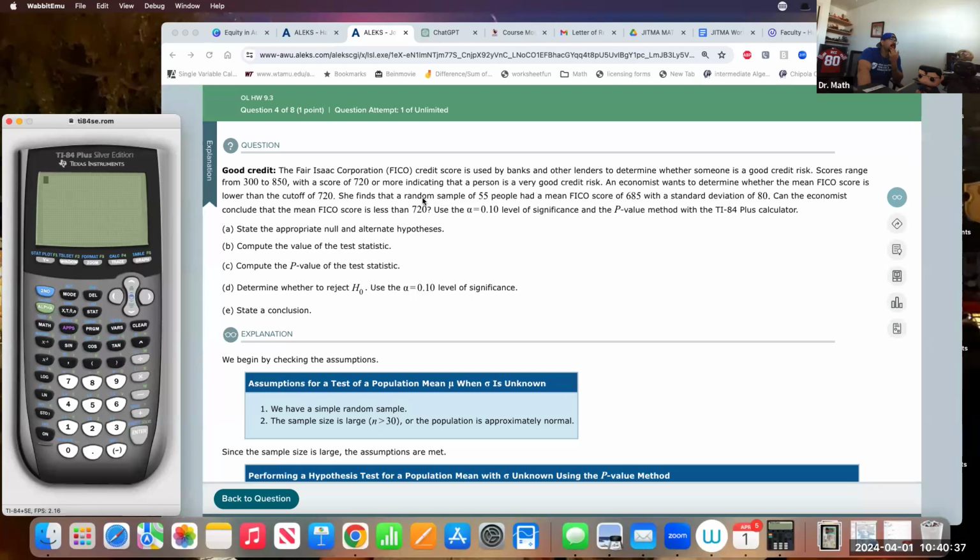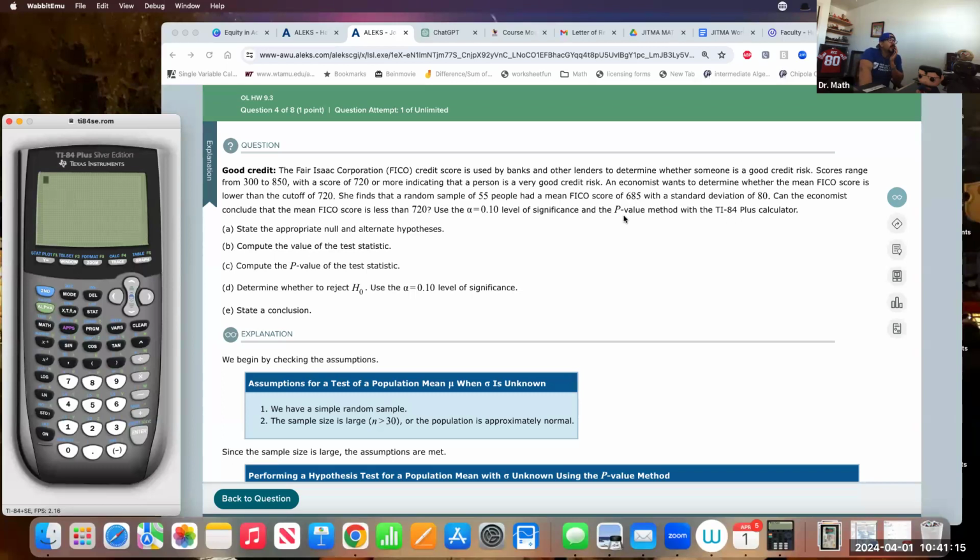So she finds a random sample of 55 people. So there's our N. They had a mean FICO score, so there's our X bar, because this came from that sample of 55, with a standard deviation, our S or Sx, of 80, because this came from that sample as well. So can this economist conclude that the mean FICO score is less than 720? We're going to use an alpha level of 0.10, and this time we're going to use the p-value method.